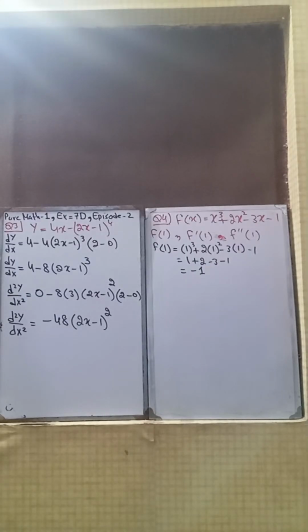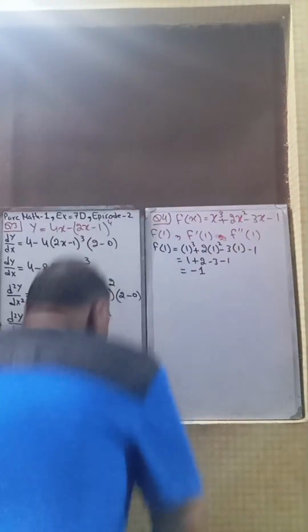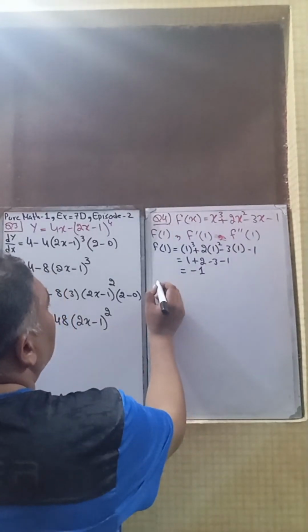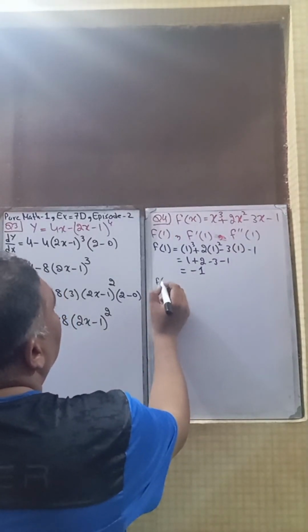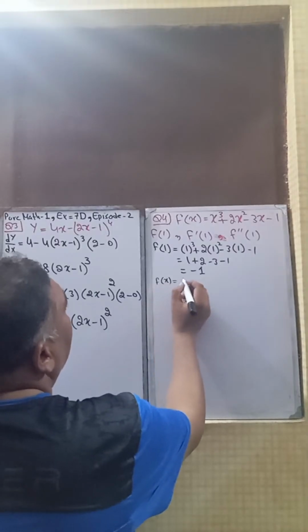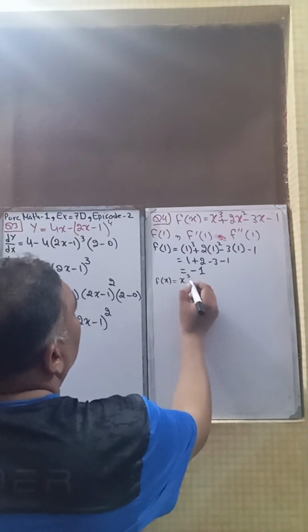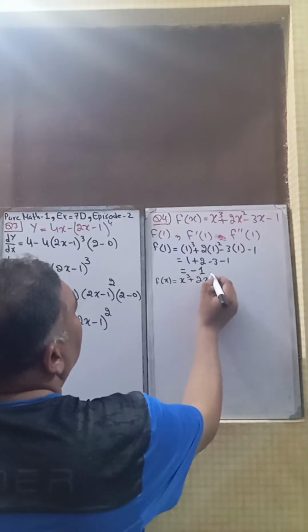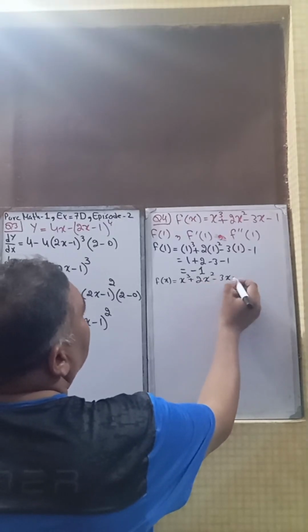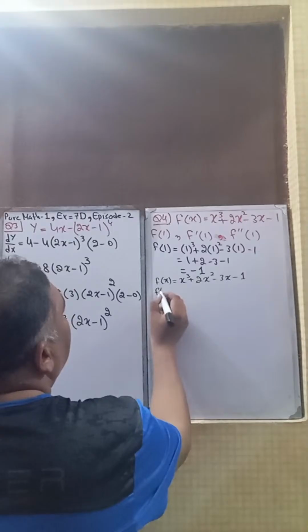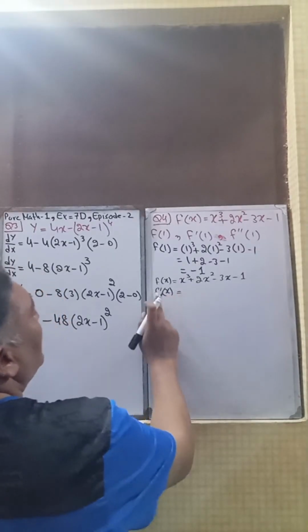In the second part, they say find the derivative f prime, which means find its first derivative and find its value when x is equal to 1. So first of all, I have to find the derivative of this function. I know that f of x is equal to x cube plus 2x square minus 3x minus 1. So the derivative, this is the symbol we use for derivation.